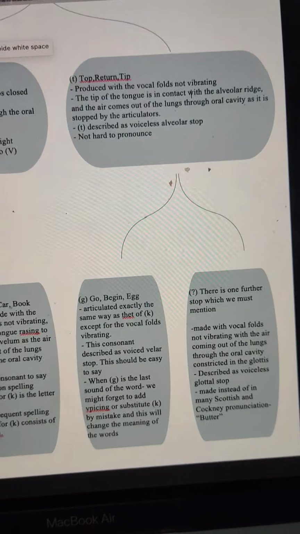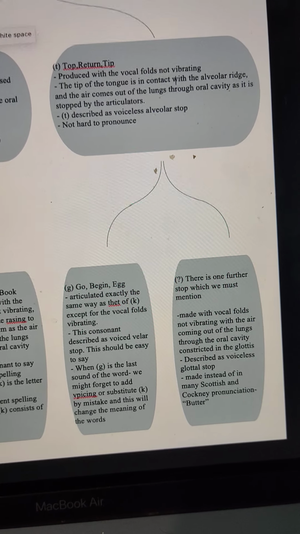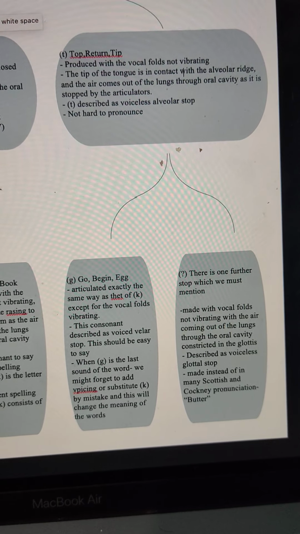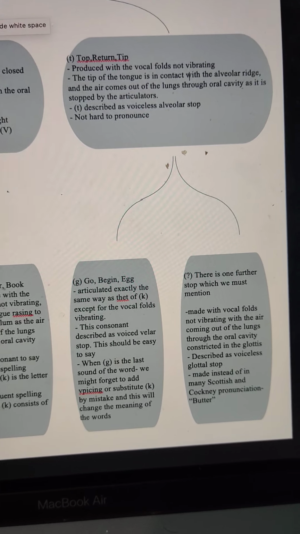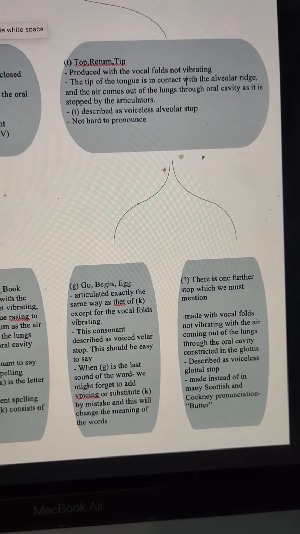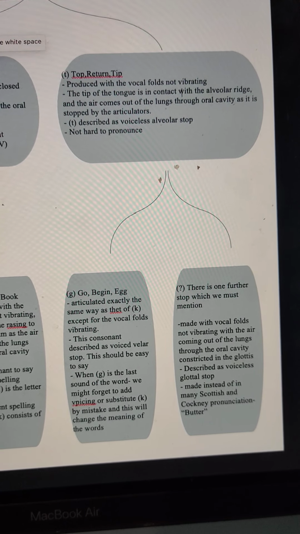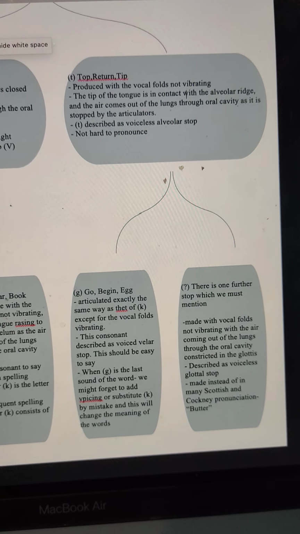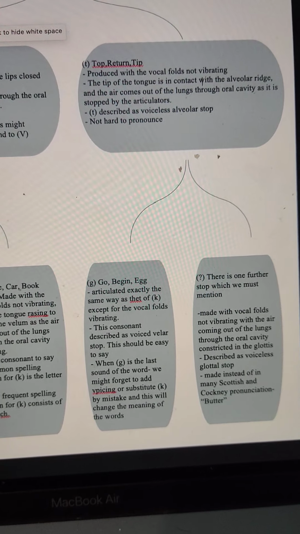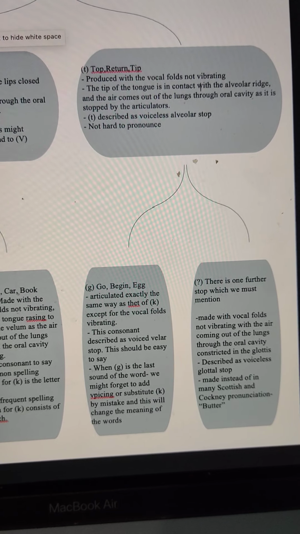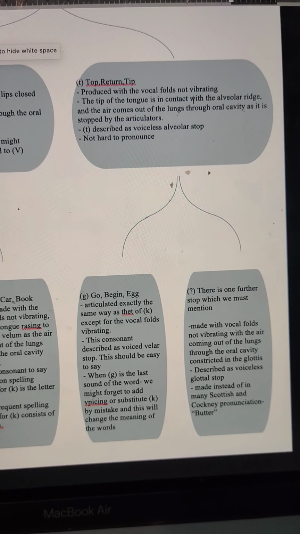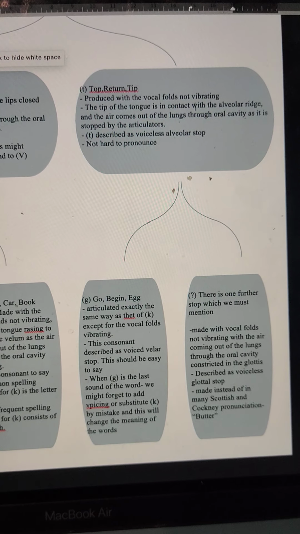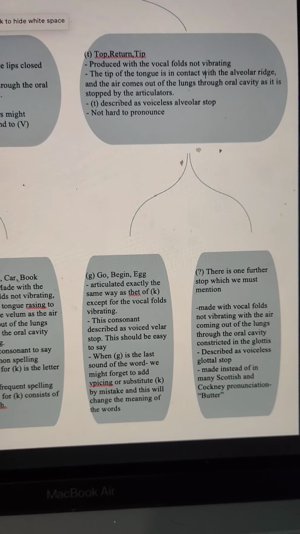And last but not least, there is one further stop which we must mention. This consonant is very common in the speech of most speakers of English. It is made with the vocal folds not vibrating, with the air coming out of the lungs through the oral cavity, constricted in the glottis. This is also described as a voiceless glottal stop. This glottal stop is made instead of T in many Scottish and Cockney pronunciations. For example, butter, butter.